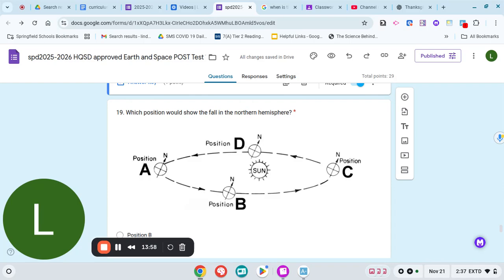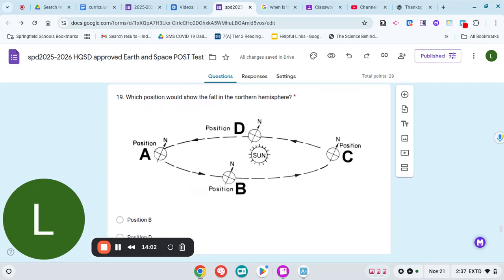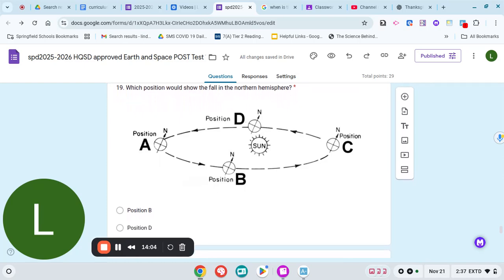Number 19, which position would show fall or autumn in the northern hemisphere? Fall or autumn. The easiest way to do this is to find summer or winter first in the northern hemisphere, and then use your knowledge about how the earth revolves or orbits counterclockwise. So which position would show fall or autumn in the northern hemisphere? B or D?